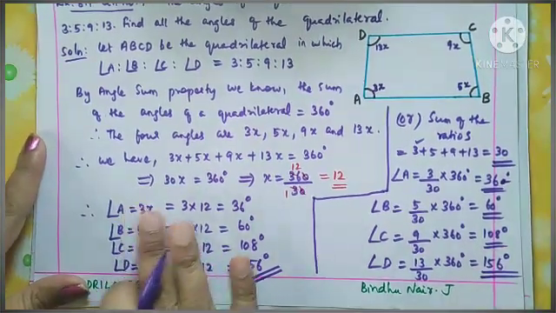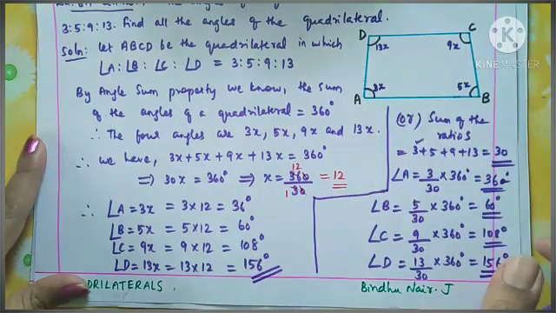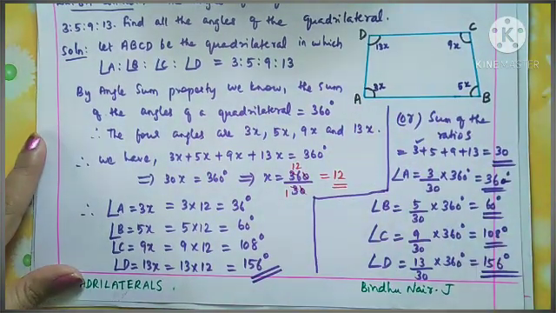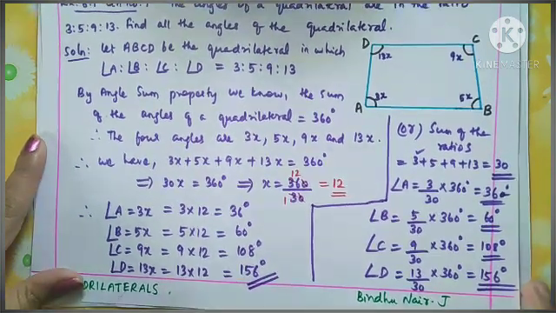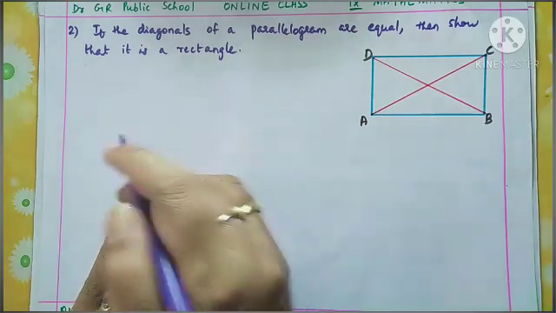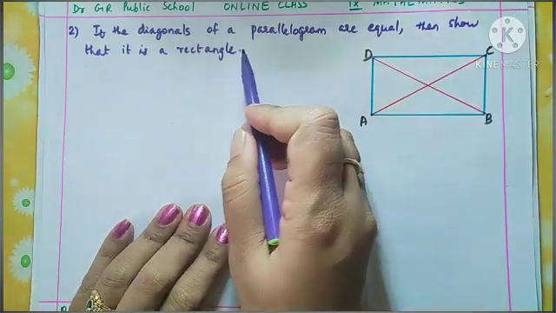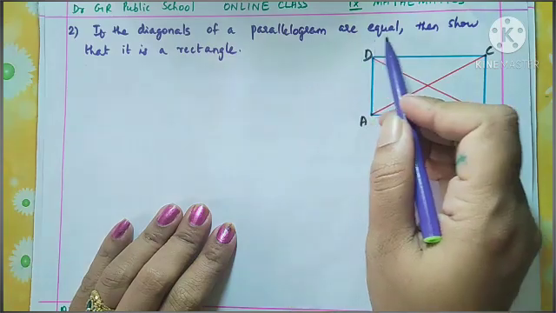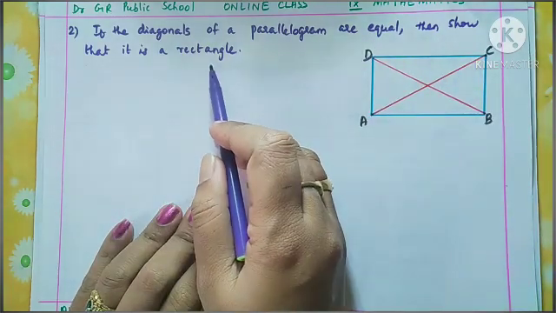Otherwise, we can follow using the variable x. We can take all the four angles in terms of x, then use angle sum property to find each of the angles. Hope all of you understood this problem. Now this is your second question. If the diagonals of a parallelogram are equal, then show that it is a rectangle.